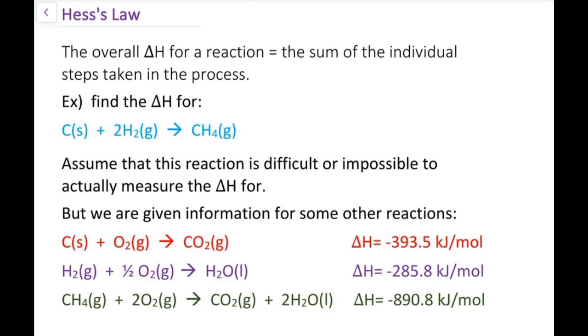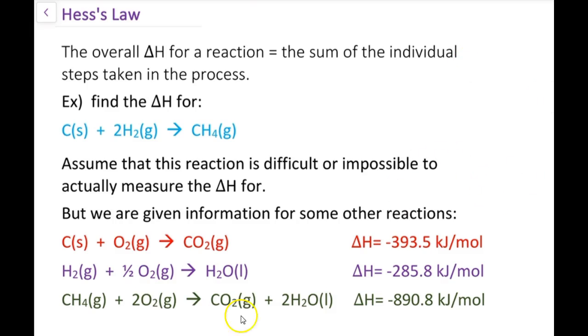But what Hess's law tells us is that if we have delta H's for other reactions, and those reactions can be added up to give us the overall reaction that you see here in blue, then we can also add up the delta H's for those individual reactions to get the delta H for the overall reaction we're going for, in this case producing CH4. So if we're assuming that the reaction is difficult or impossible to actually measure the delta H for, but we have some information about some other processes that have some of the same stuff in them, then we can sort of add them up.